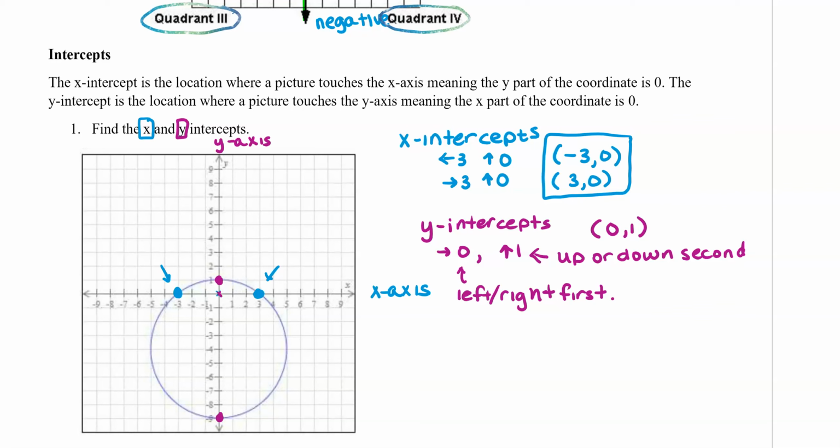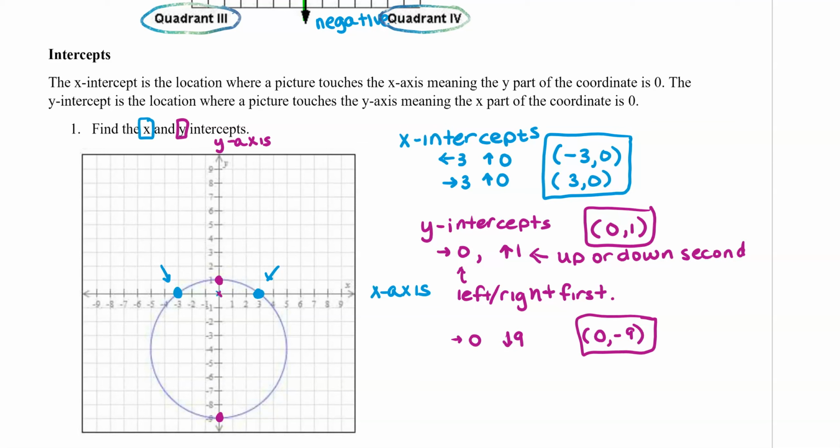So now let's look at the lower point, this point down here. To get to that point, all I'm doing is going down 9, but I'm not going left or right, right? I'm going 0 to the right or 0 to the left, however you want to think about it. So this coordinate will be 0, -9, because remember, down was negative. So the y-intercepts for this graph are going to be 0, 1, and 0, -9.